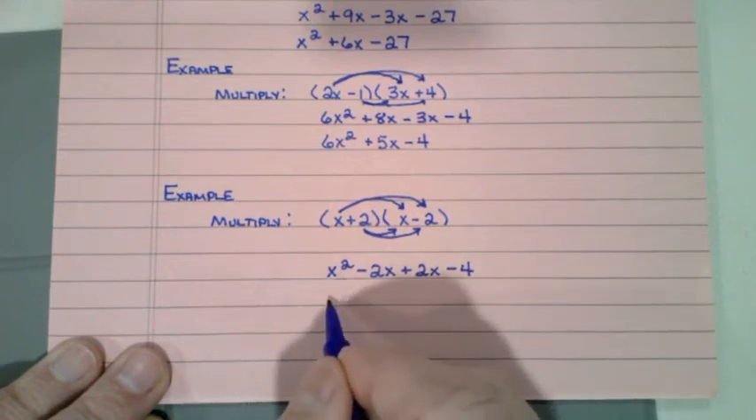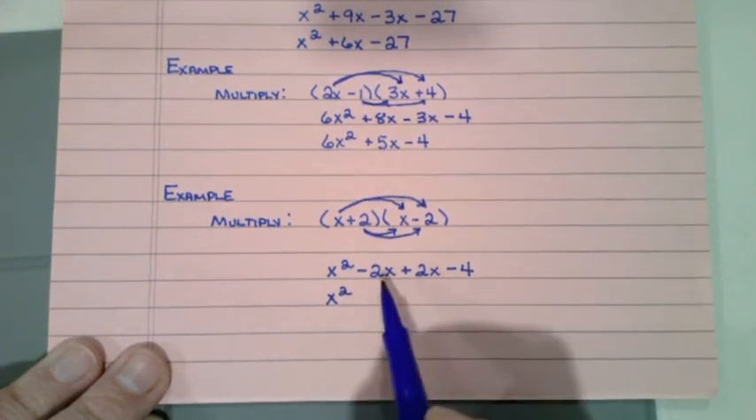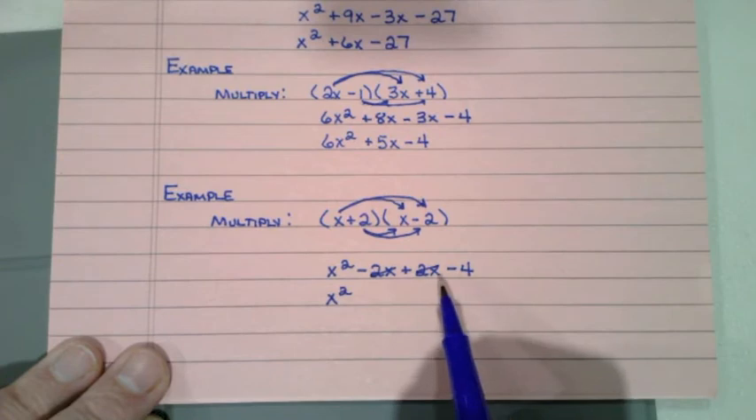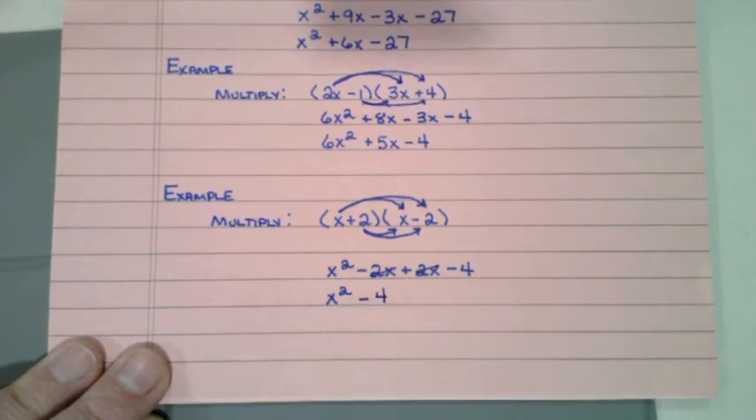There are no other x squares. So I bring that x squared down. Negative 2x and positive 2x give me 0x. There are no x's in my answer. So this one and this one cancel each other out. A negative 2x and a positive 2x cancel each other out. The only thing I'm left with is negative 4. This is what my answer for this one looks like.